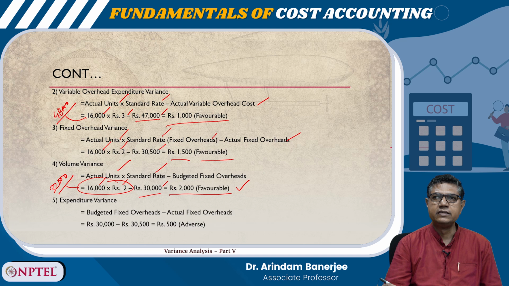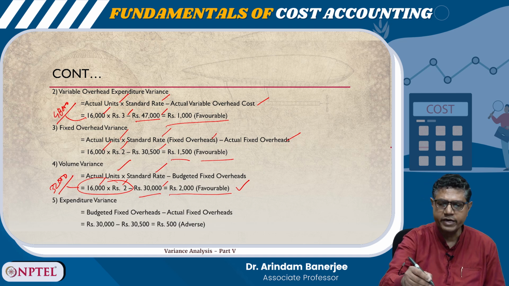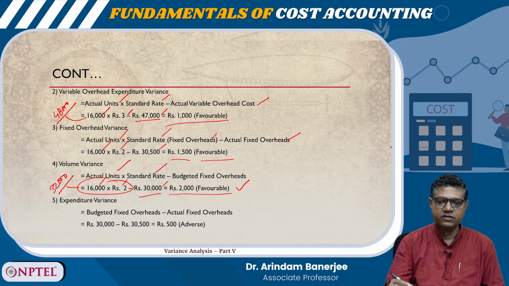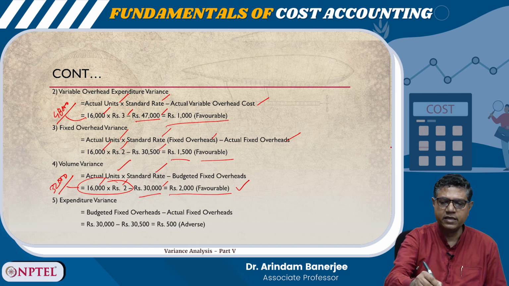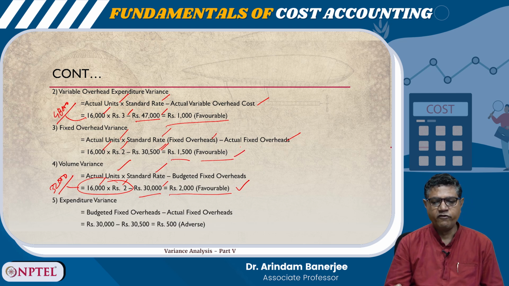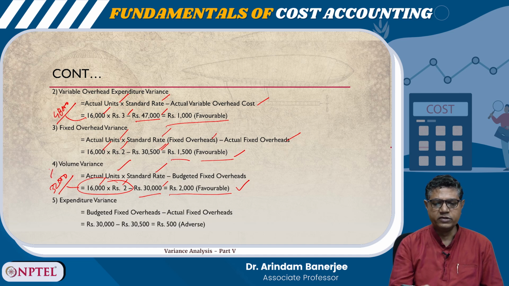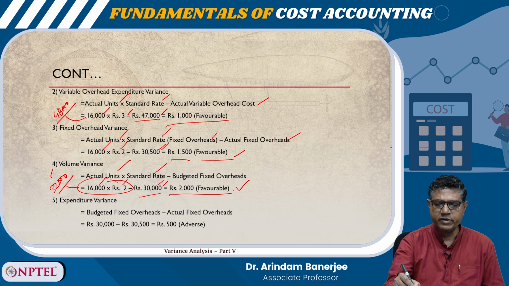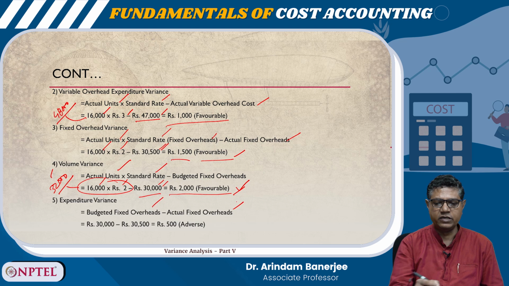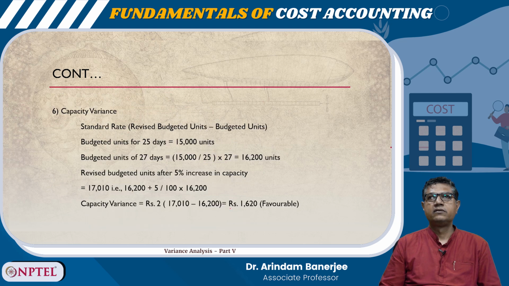Fixed overhead variance is actual units into standard rate minus actual fixed overheads. So, 16,000 into 2 minus 30,500. So, it is 1,500 favorable. The volume variance is what? Actual units into standard rate minus budgeted fixed overhead. So, 16,000 into 2 is 32,000 minus 30,000. So, it is coming 2,000 favorable, right. And expenditure variance is budgeted fixed overhead minus actual fixed overhead. So, 30,000 minus 30,500. So, 500 adverse, right.